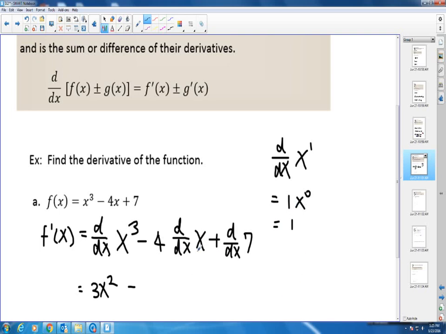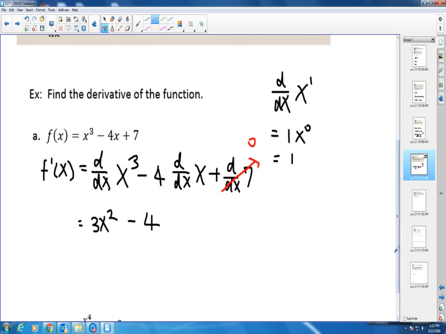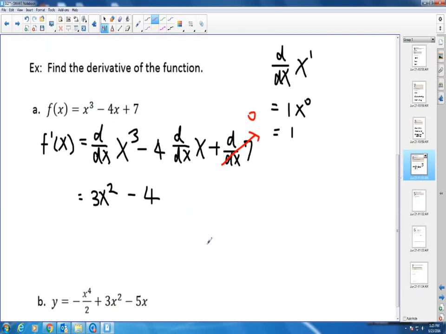So the derivative of my x will just be 1, and 1 times that negative 4 gives me the negative 4. The derivative of a constant always becomes 0, so that becomes a 0 term. So my answer will be 3x squared minus 4. I'm using this example to show that I'm actually looking at this entire function as 3 separate functions, so I'm taking the derivative of 3 separate functions here.